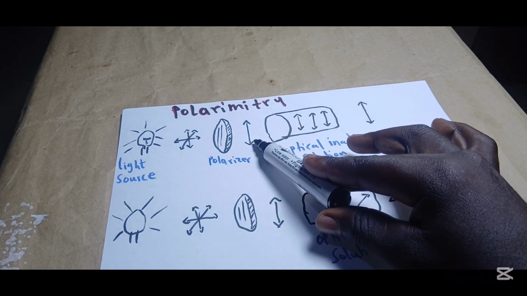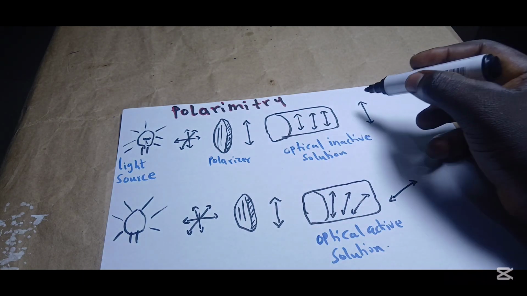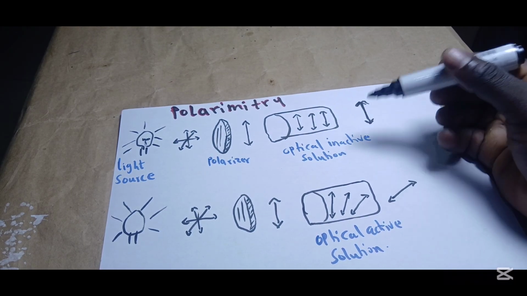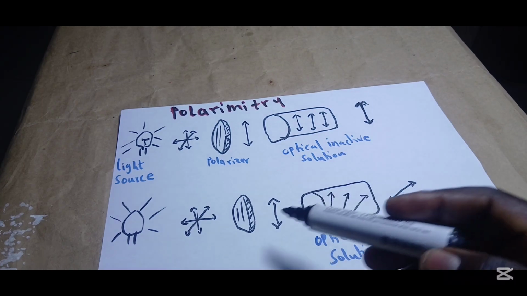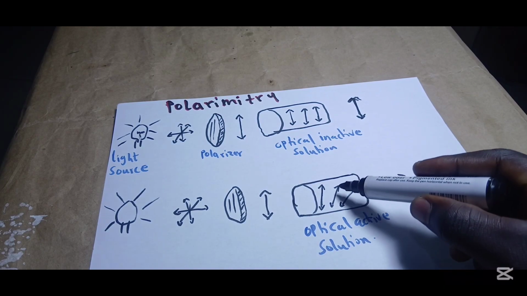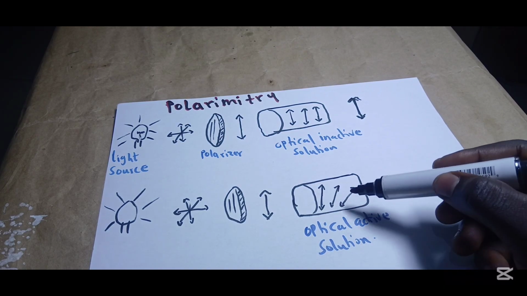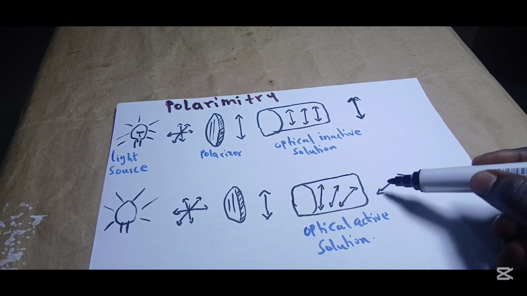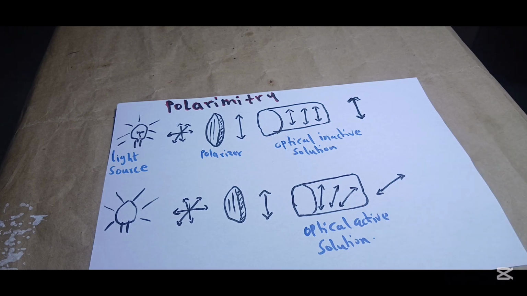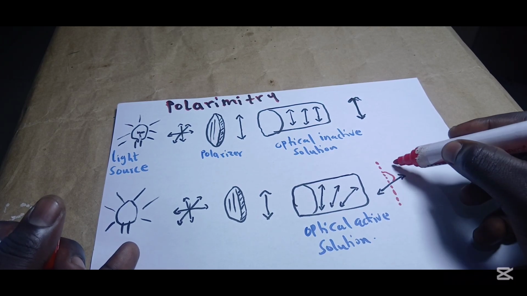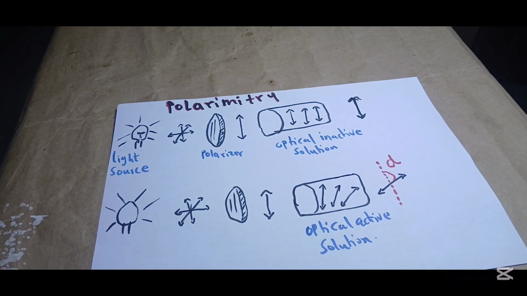So this is a solution that is optically inactive. If the polarized light passes through the solution and does not change in angle, then the solution is optically inactive. Now, if the polarized light passes through an optically active solution, there's going to be a change in angle. As you can see, as the ray goes through it, the more it goes, the more it deflects. It creates an angle. We can call it alpha.